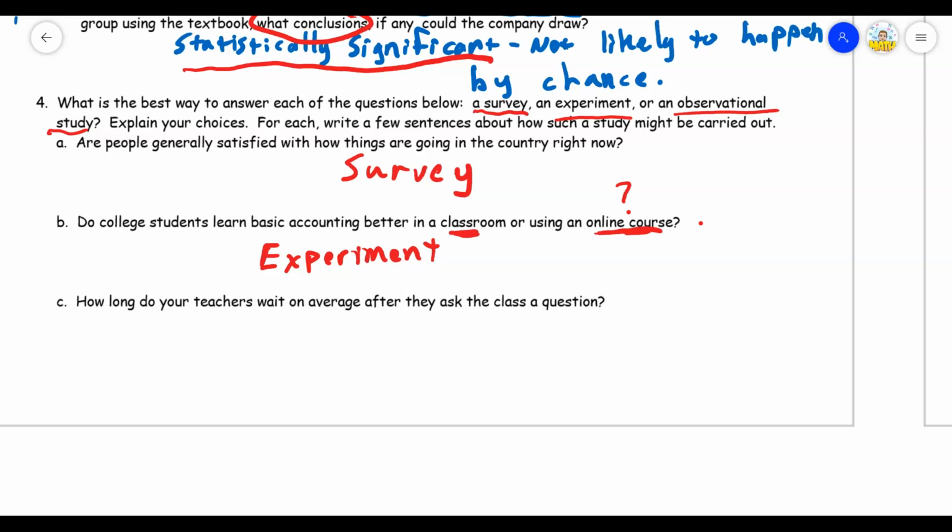So what we'd want to do is randomly assign some students to take economics, or accounting rather, in the classroom and some students to take it online, right? If we randomly assign that, and I've had a lot of experience teaching online classes, not just in this pandemic situation, but at a couple of different colleges.